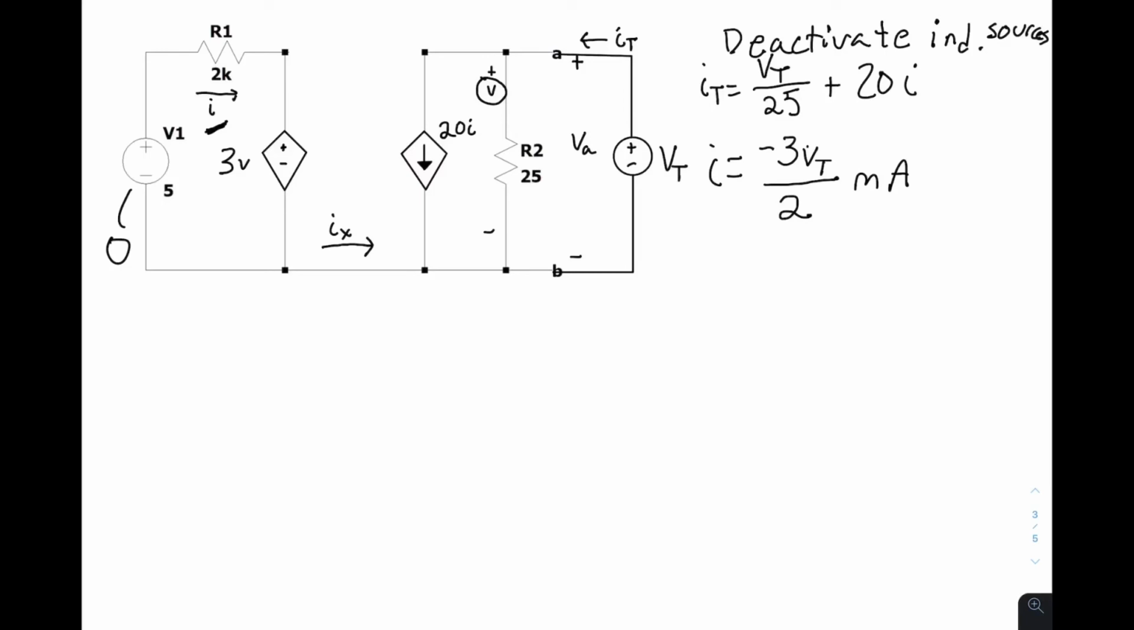So now using these two formulas, we'll find our Thevenin resistance, which is equal to the ratio of the test voltage divided by the test current, which is equal to 100 ohms, which is the same answer we got before.